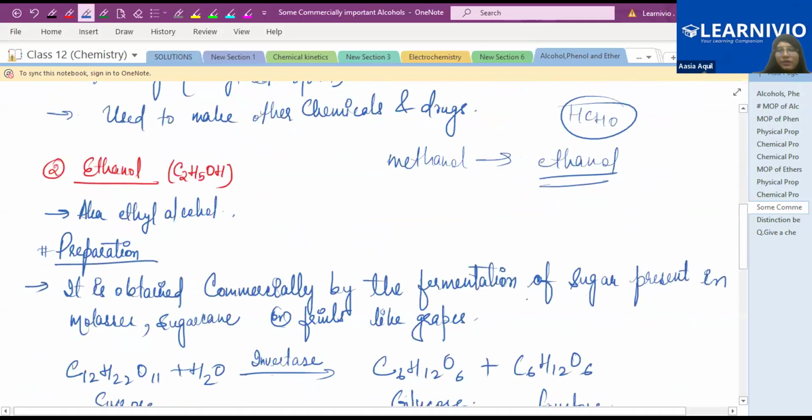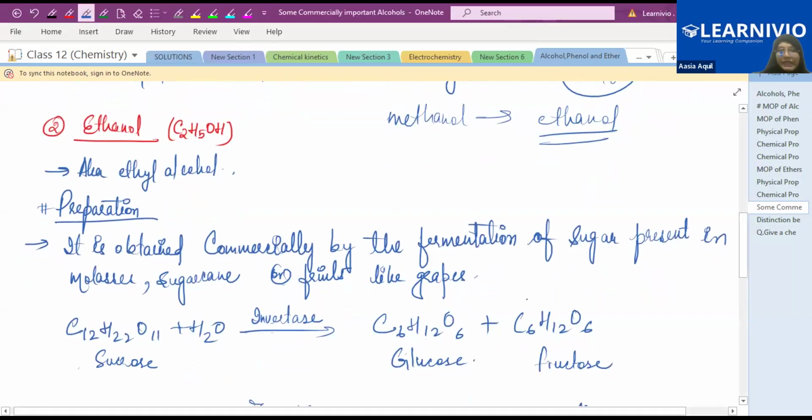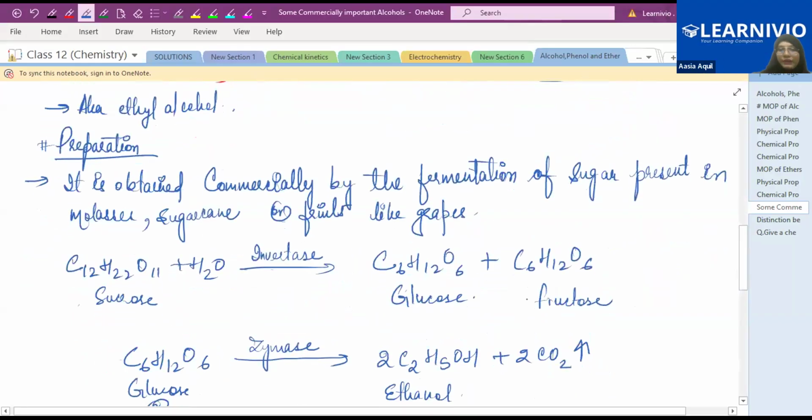If they ask you to write down 2 uses or 2 applications of methanol, you can write them down. Second is your ethanol. What is the other name of ethanol? Ethyl alcohol. Ethyl alcohol is the other name of ethanol.